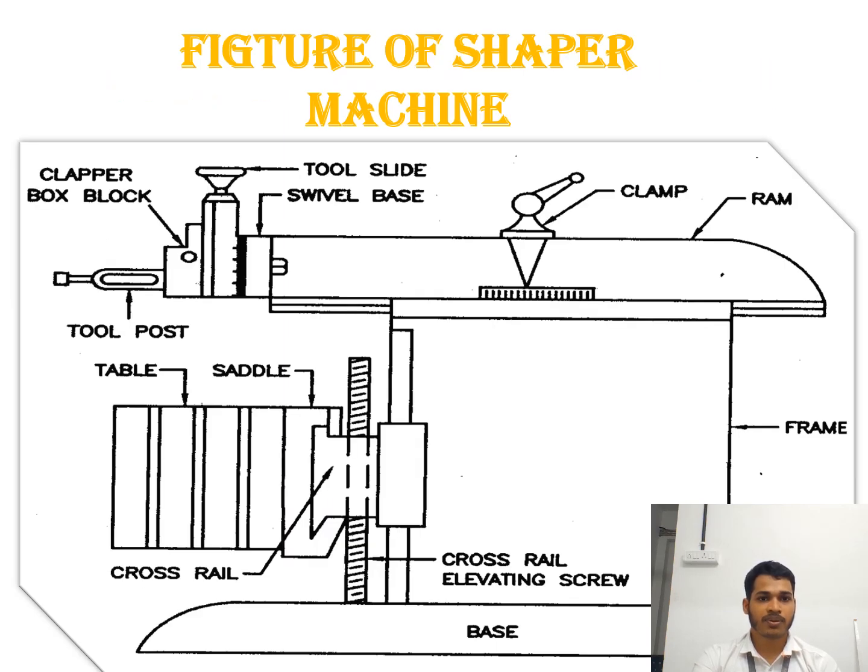So this is the figure of the shaper machine. This is the cutting tool post. This is the ram. It can move in right and left directions. This is the work table, and it will also move in upward and downward directions by using this screw jack. And this is the guideway, which is mounted on the column. And this is the base, generally made from cast iron.